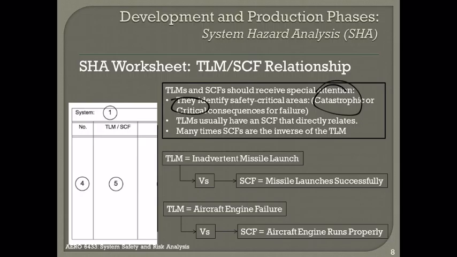The top-level mishap and safety critical function are often just mirrors or inverse of each other. The safety critical function is what must happen successfully for things to go right. The top-level mishap is what happens if it goes wrong.